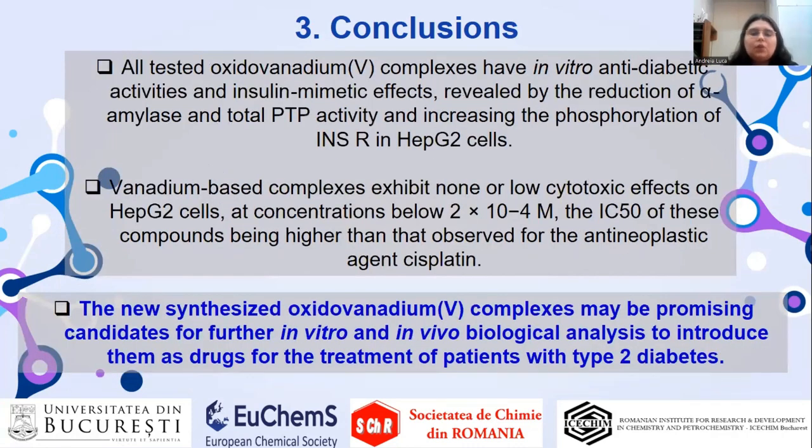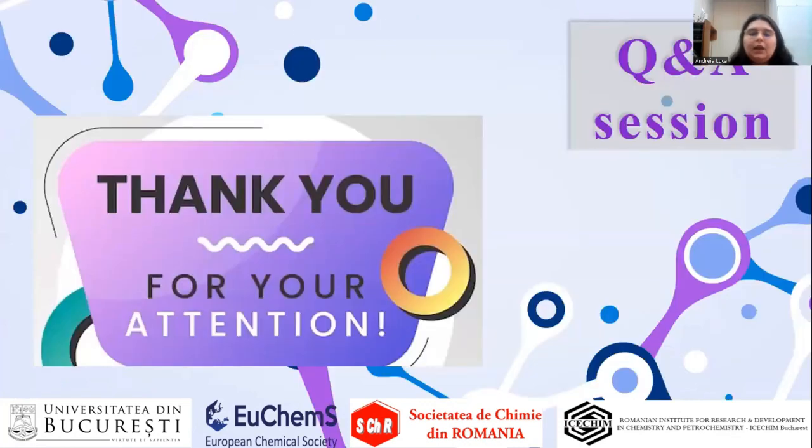We also saw that in vitro they have anti-diabetic properties and insulin mimetic effects in all the 3 mechanisms of action, which are the reduction of alpha amylase and the total phosphotyrosine activity, and they increase the phosphorylation of the insulin receptor in hepatoblastoma cell line. And we hope that our synthesized oxidovanadium complexes may be very good candidates for further in vitro and in vivo biological analysis. And we hope that sooner or later they will be used as treatment for patients with type 2 diabetes. Thank you for your attention. And if you have questions, I am glad to answer them.